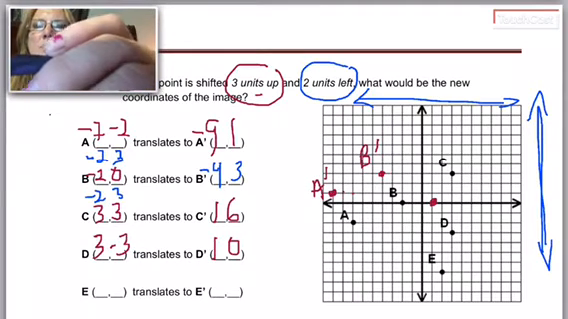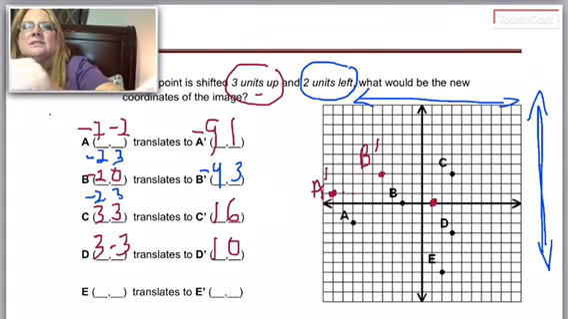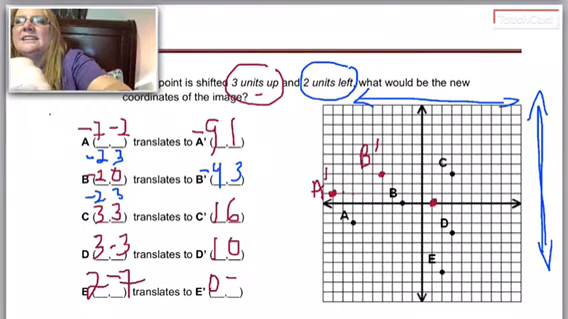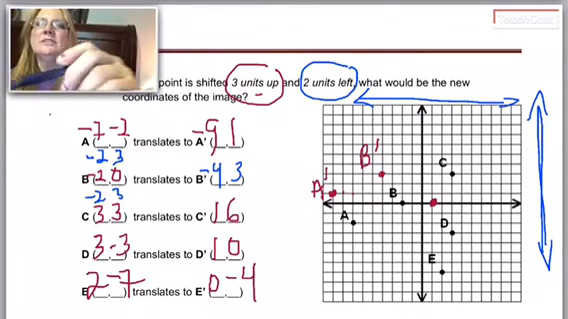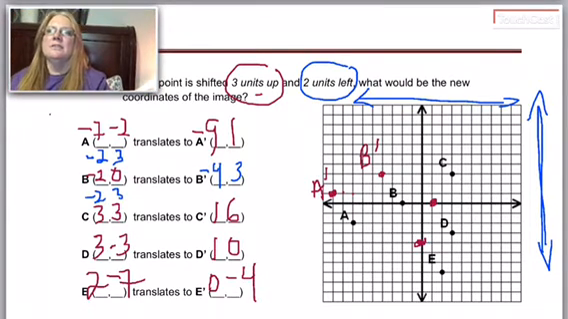Last one, E. Let's see, 2, -7. And if I subtract 2, I'll get to 0. And -7 plus 3 is -4. So again, let's go to E, and if we go 3 up, 2 left, that's exactly where we end up. So we can translate them mathematically by adding, or we can physically move them.